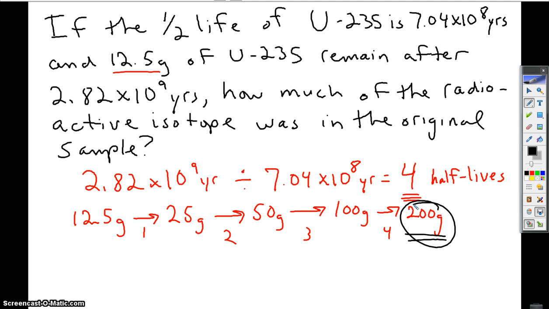So there's an example, 4 examples of half-life problems that we can use with radioactive isotopes.